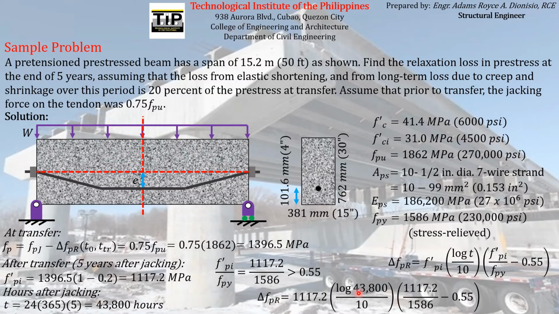We just have to substitute them, and computing this equation, we can see that the pre-stress loss due to steel relaxation after 5 years is just equal to 80.07 megapascal. So you can expect that after 5 years, after the pre-stressing reinforcement already lost 20% of its magnitude due to the elastic shortening and creep and shrinkage, it will also develop a pre-stress loss due to the relaxation of the pre-stressing reinforcement with a magnitude equal to 80.07 megapascal.